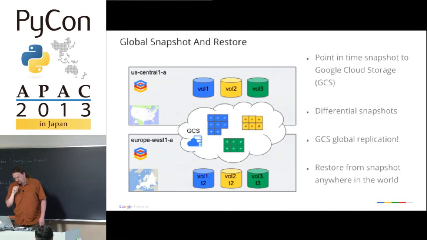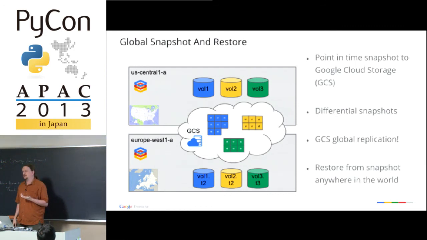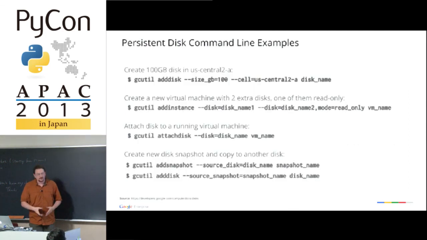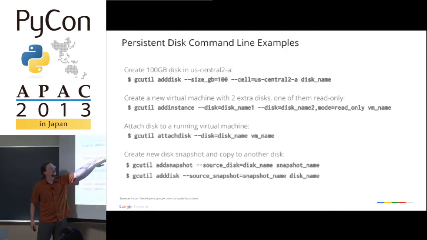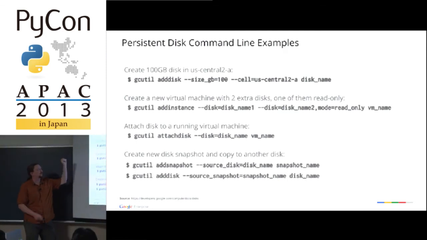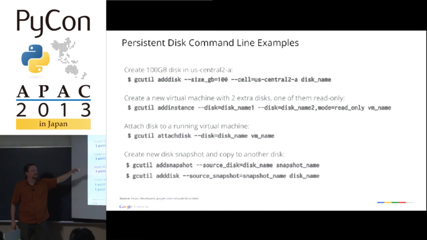And yeah, I just wanted to re-say that the snapshots are global, and you can restore them anywhere in the world. This is one of the primary techniques for moving instances between zones, if you need to for any reason. So from the command line, using gcutil, it reads like you'd expect. I'd like to add a new disk that's 100 gigabytes in this zone and call it that name. Or give me a new instance and attach these 2 disks to it when you create it.